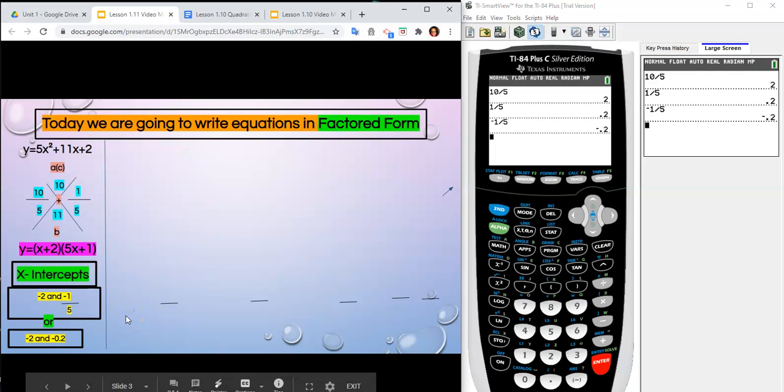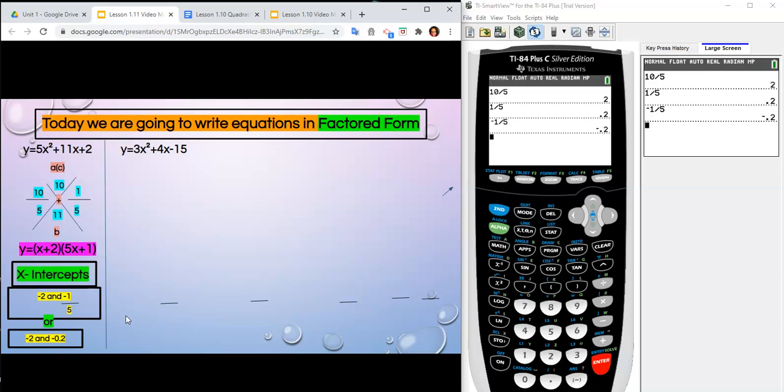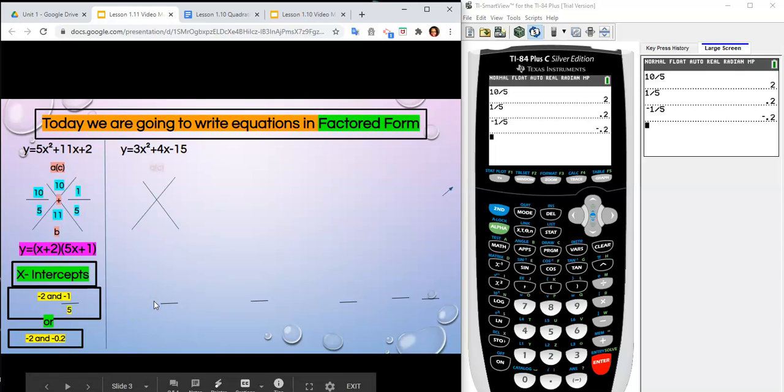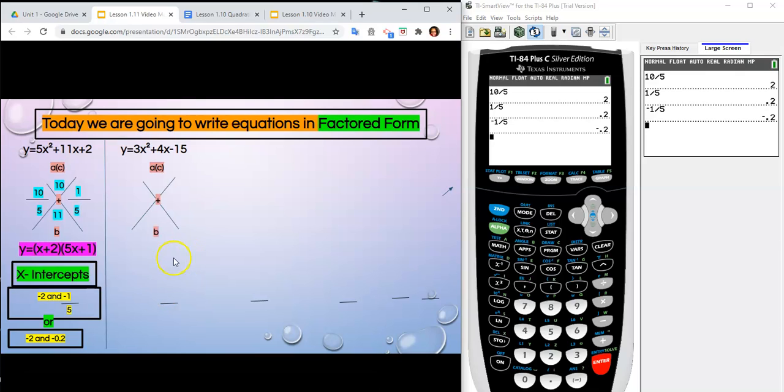All right, let's look at another example here. Let's look at y equals 3x squared plus 4x minus 15. Same thing here. We've got to start with our x. We're going to multiply a times c, and we need factors that add together to give us b. So when I multiply a times c, which is 3 times -15, I get -45. Please make sure that you use your signs and you multiply your signs correctly. So when I get this -45, I now have to find factors of -45 that will add to +4, because my b term is 4.